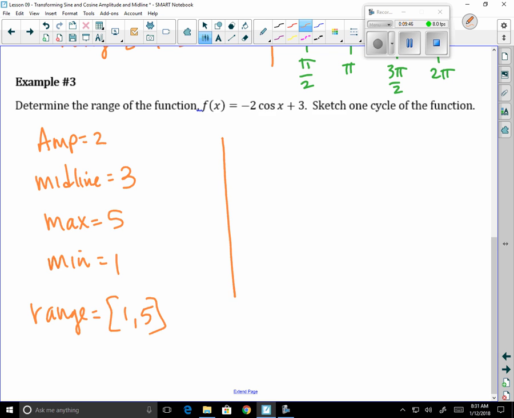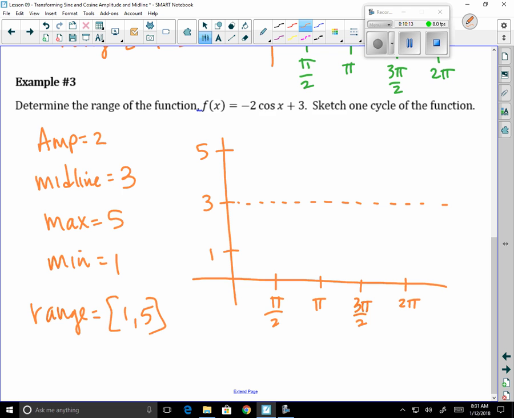So again, just like example 2, I don't really need anything below the x-axis. I know I'm going to go from 1 to 5, and I know 3 is going to be right in the middle. Still going to go out our 90, 180, 270, and 360. And the first thing I want to sketch is always the midline, because that's kind of our point of reference or line of reference.